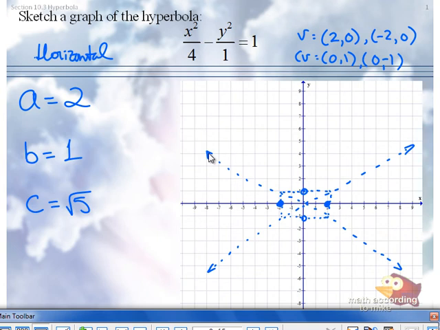Slope is rise over run. So how far up for this asymptote here? How far up did we have to go? And how far over did we have to go? 2. So what is its equation? Y equals. There you go. And how about the other one? Good.